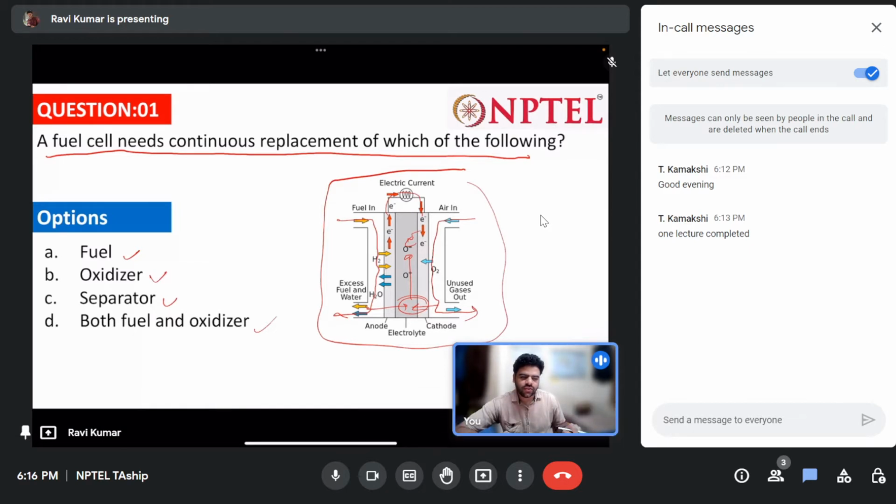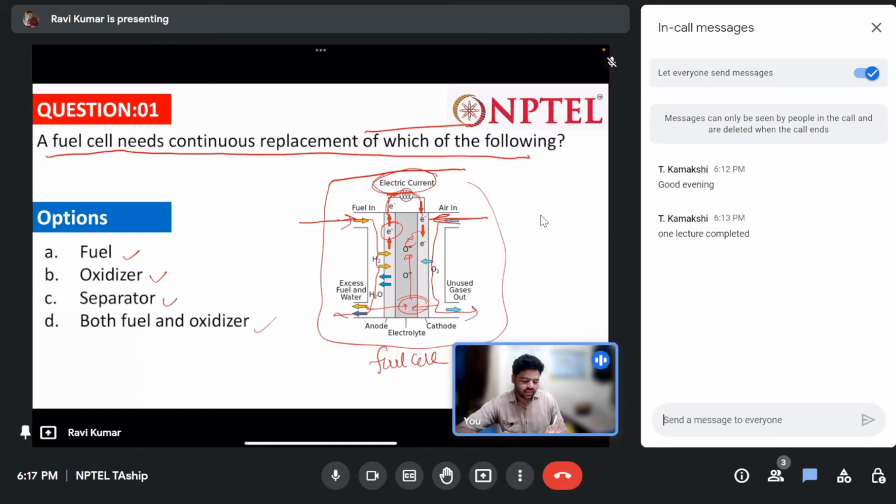So this one is the first question. I am repeating once again. A fuel cell needs continuous replacement of which of the following? So options are fuel, oxidizer, separator, or both fuel and oxidizer. See, this is a fuel cell. And what happens in a fuel cell? A fuel reacts with oxidizer and generates electrons, which flow through the outer circuit and result in electric current.